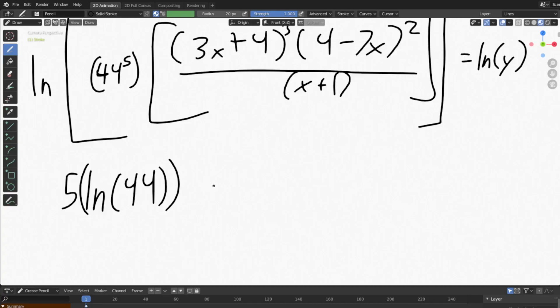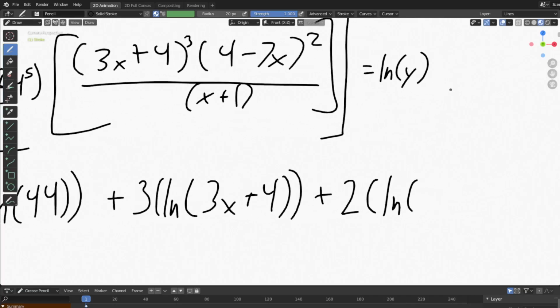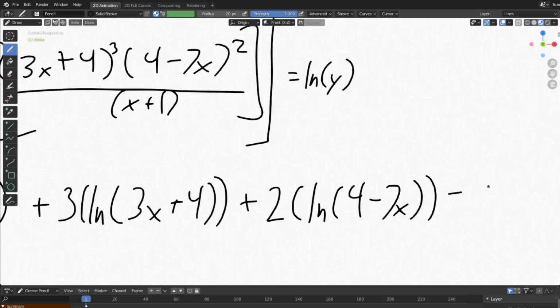5 times ln of 44, plus 3 times ln of 3x plus 4, plus 2 times ln of 4 minus 7x, minus ln of x plus 1.